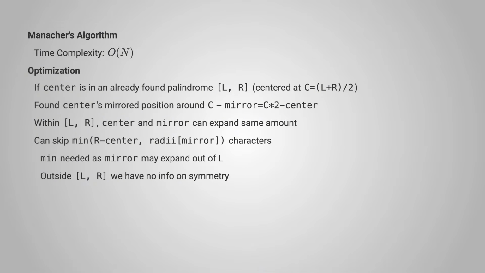Manacher's algorithm is able to find all palindromic substrings in O(n) time. The key optimization is that if the current center lies inside an already known palindrome, we can use the palindrome radius at its mirror position in that palindrome to skip part of the expansion.